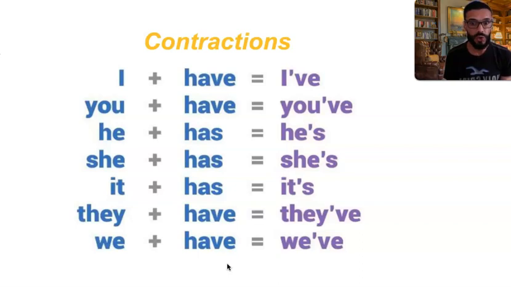I've. You have becomes you've. You've. He has becomes he's. He's. She has becomes she's. She's. It has, it's. It's. They have, they've. They've. We have, we've. We've. Right? The right side of your screen in lilac color is the contraction.